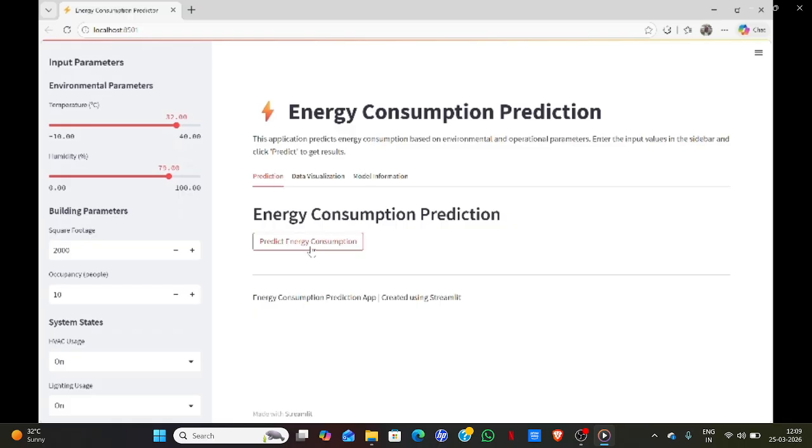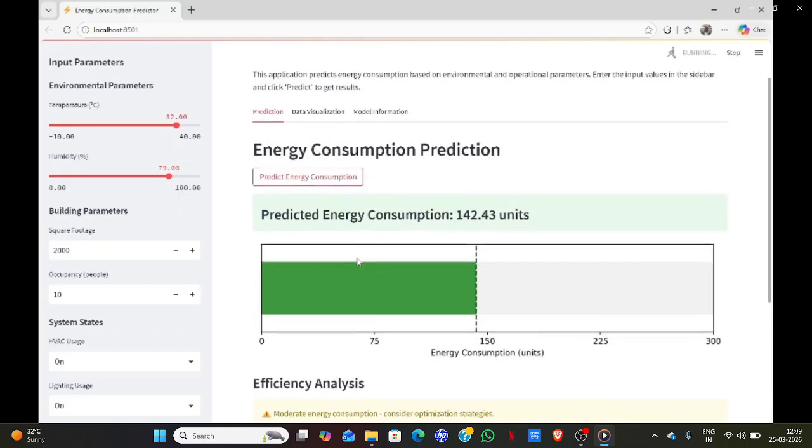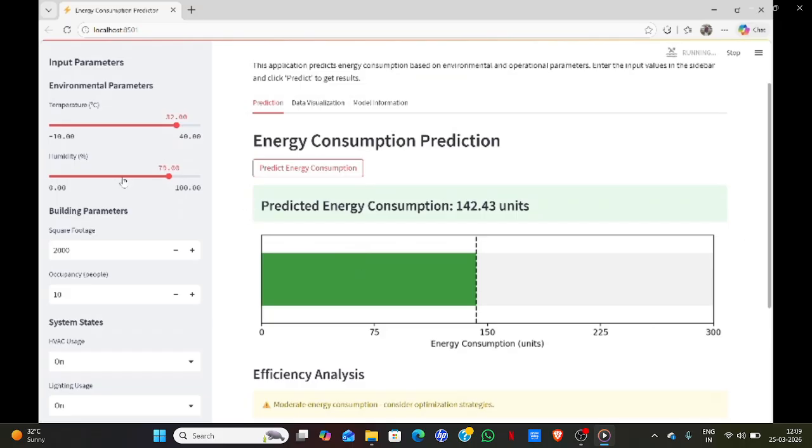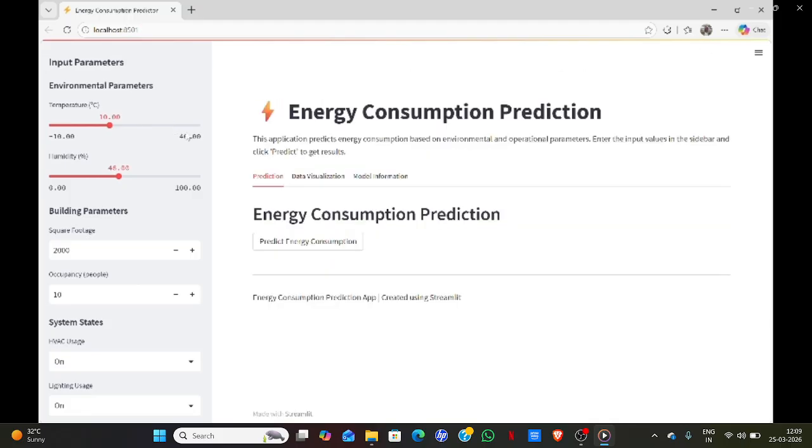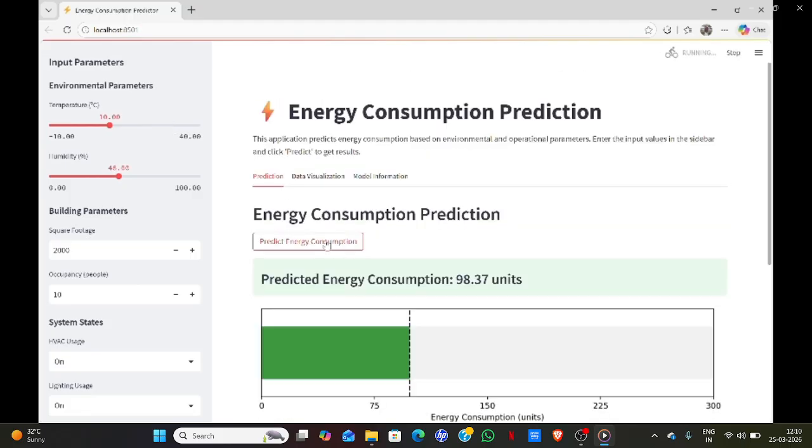The project scope extends beyond just prediction. It opens doors for several real-world applications. One of the most important uses is in smart buildings, where systems could automatically adjust lighting, air conditioning, or heating operations based on predicted demand.